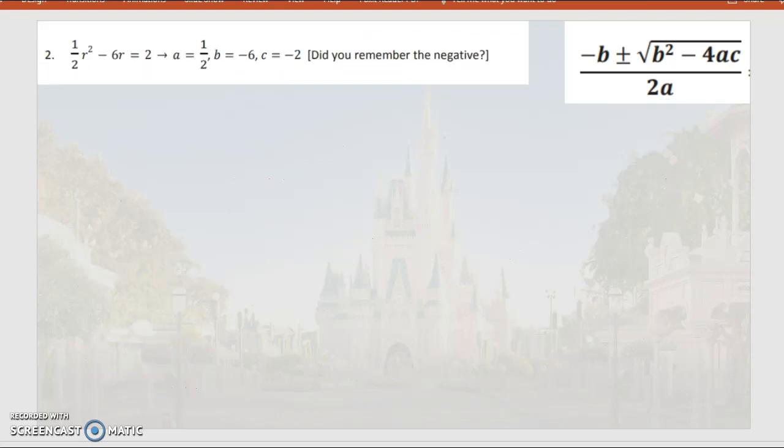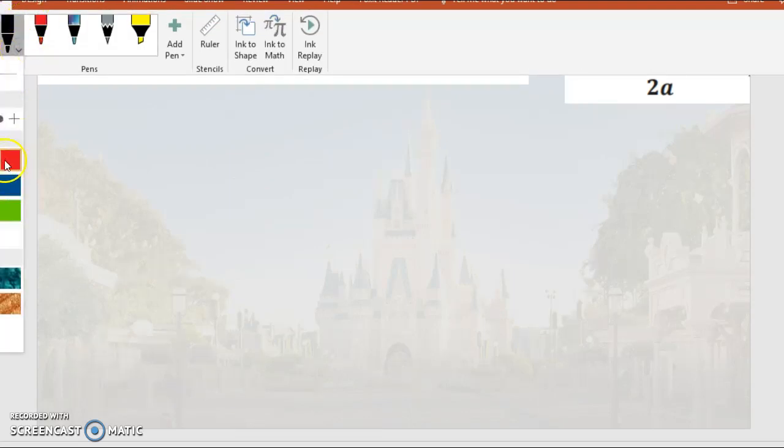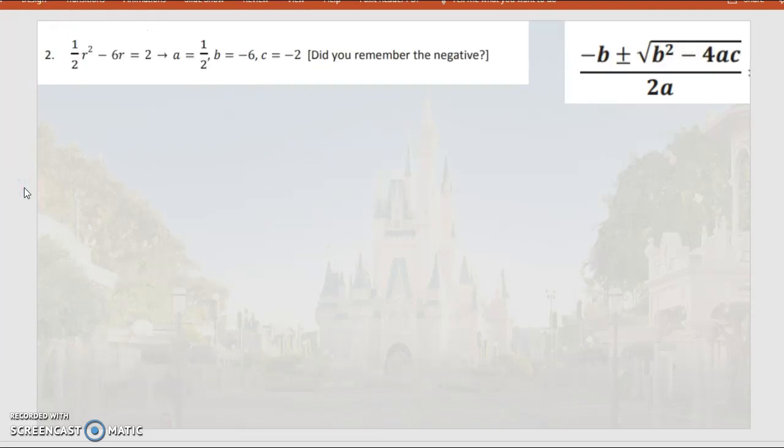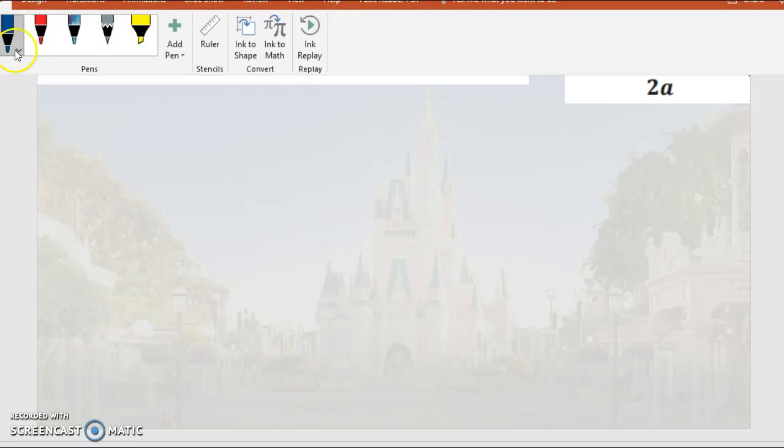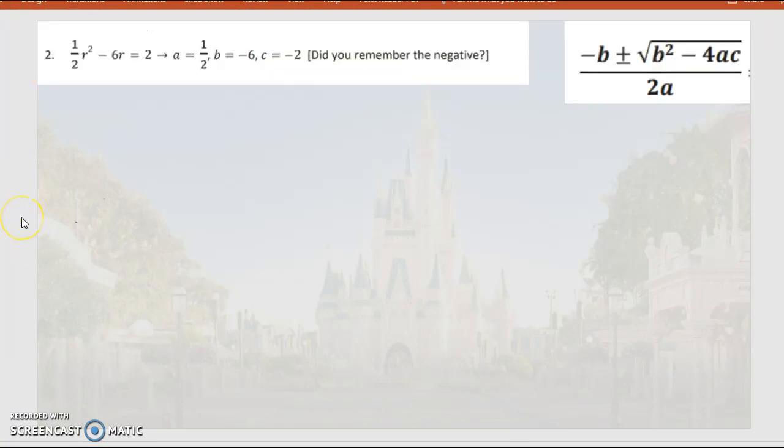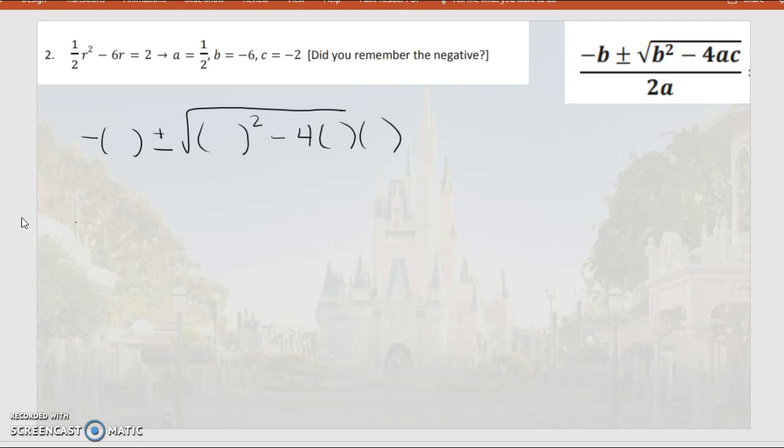All right, let's do another one. This time I'm just going to do it all in one color, maybe. Nah, let's not. So again, I'm just going to make those blanks because I tend to forget negative signs. Ooh, this one's got a fraction. Y'all love fractions. All over 2a.